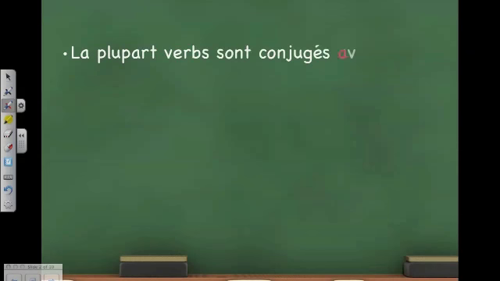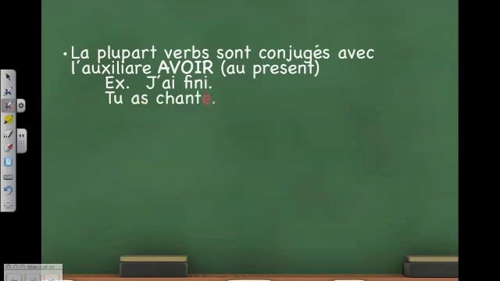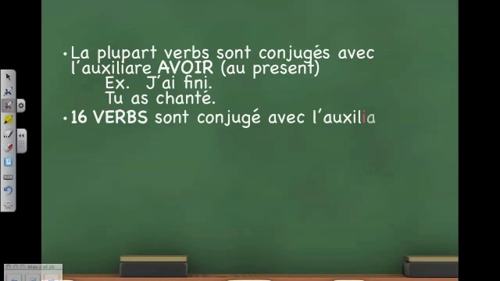Most verbs are conjugated with the auxiliary avoir in the present. For example, j'ai fini and tu as chanté. There are 16 verbs that are conjugated with the auxiliary être in the present.